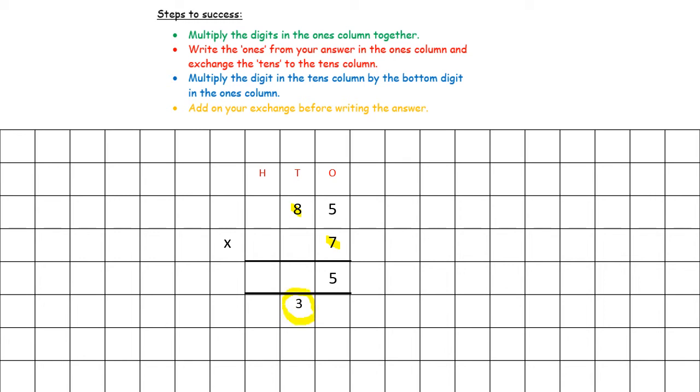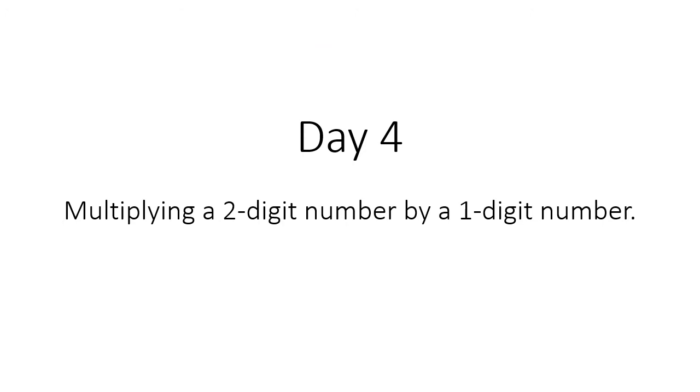So 8 times 7 is 56 plus 3 is 59, okay, but it's not actually 59, it's 590 because you've done 80 times 7, not 8 times 7. So your answer is 595. So moving on to day 4, and we're going to be carrying on with our column multiplication. Today we're going to be doing some problem solving and some word problems.